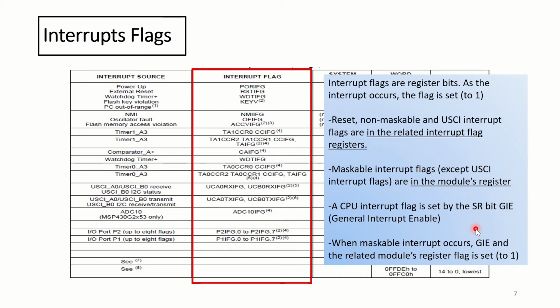Interrupt flags are register bits. As the interrupt occurs, the flag is set. Reset, non-maskable, and USCI interrupt flags are in the related interrupt flag registers. Maskable interrupt flags, except USCI interrupt flags, are in the module's register. A CPU interrupt flag is set by the SR bit GIE. When a maskable interrupt occurs, GIE and the related module's register flag is set.